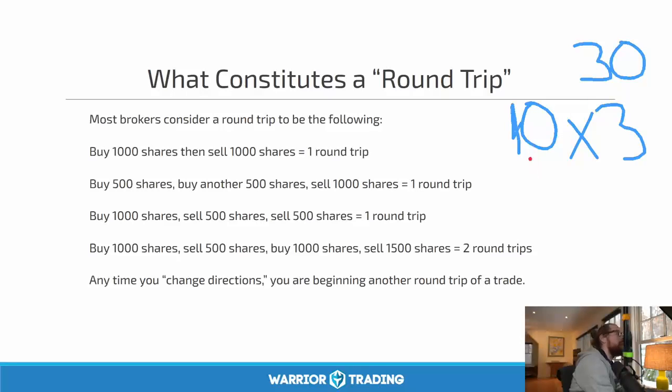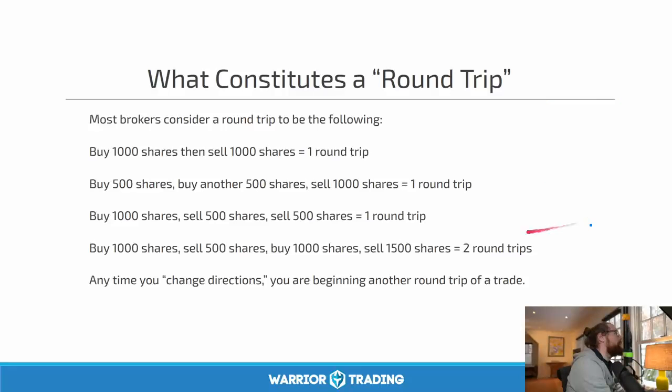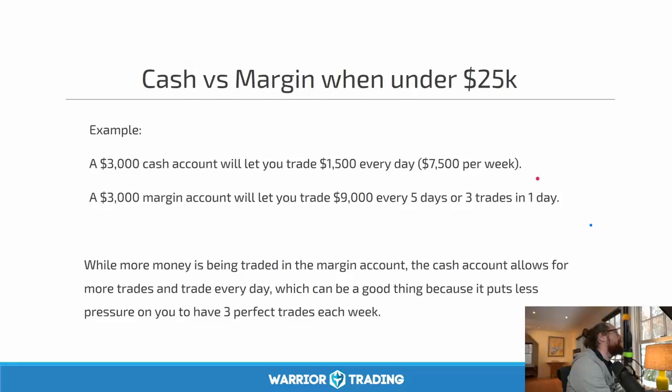Now, $10,000 divided by 2 is 5,000. So if you trade with a cash account, you could trade with $5,000 every day. 5 trades, 5 times 5 is 25 grand. So you'd actually be able to trade with more money with the margin account, but you'd be able to trade more often with the cash account. So it's hard to say which one is really better. But again, cash versus margin, and this was actually me doing the math for you.